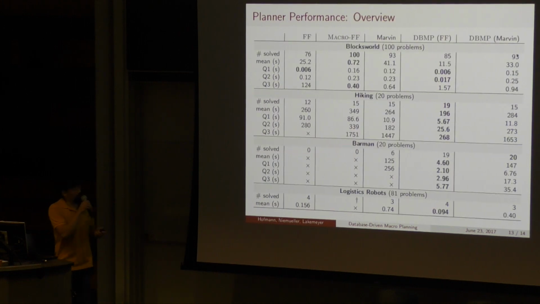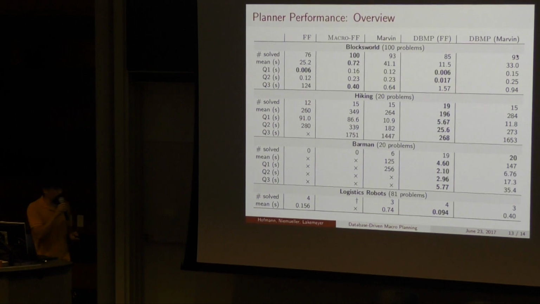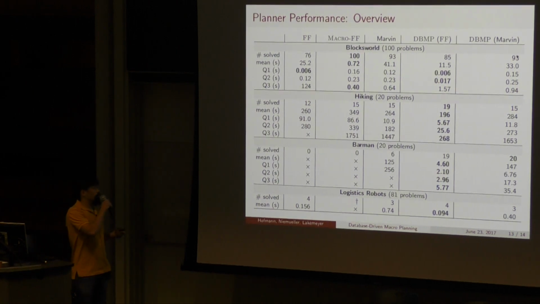This is again an overview, which are basically the results I just showed. I just want to point out one thing. We also used a combination of 2 macro planners, namely DBMP and Marvin, which performed okay but didn't really show a huge advantage. But if you look at the barman domain, then this was actually the only combination of planners that was able to solve our problems. And we can see in the logistics domain that our approach performed reasonably well because it had a short mean planning time, but it also could only solve 4 of the 81 problems. So there's still room for improvement.